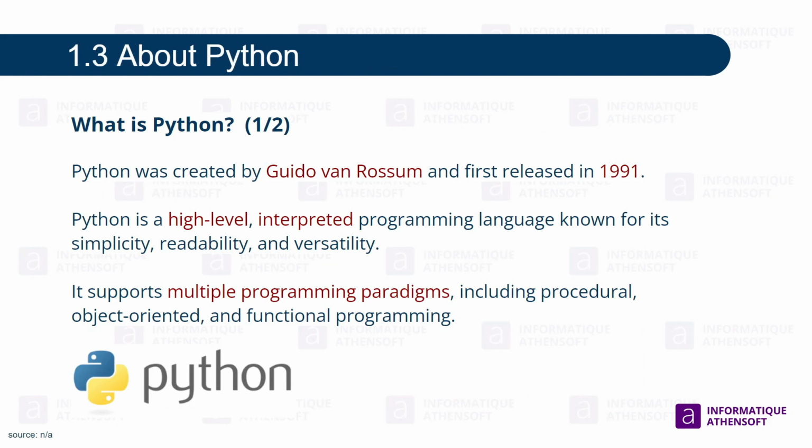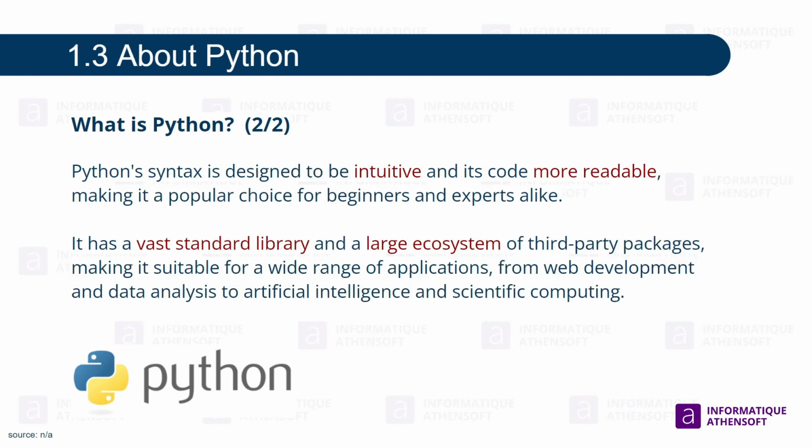What is Python? Python was created by Guido van Rossum and first released in 1991. Python is a high-level, interpreted programming language known for its simplicity, readability, and versatility. It supports multiple programming paradigms, including procedural, object-oriented, and functional programming.